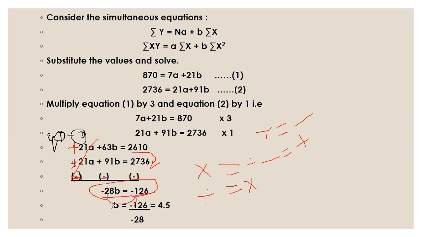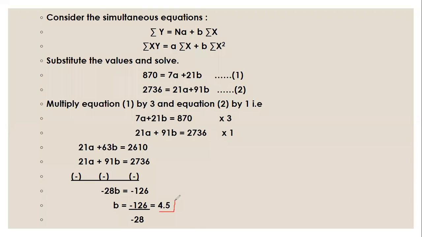So B is equal to minus 126 divided by minus 28. Now, if you do this division, minus and minus will get cancelled. And then 28 into 4.5 is 126. So we found out the value of B in the equation. So that is the first part of your problem. Everybody understood till here? Any doubts?